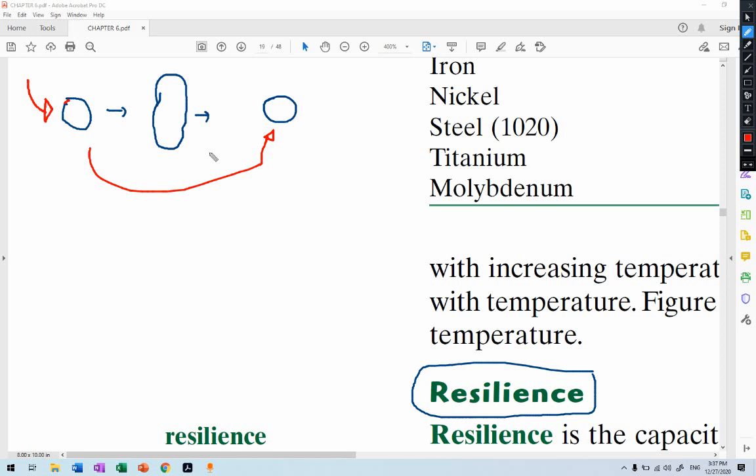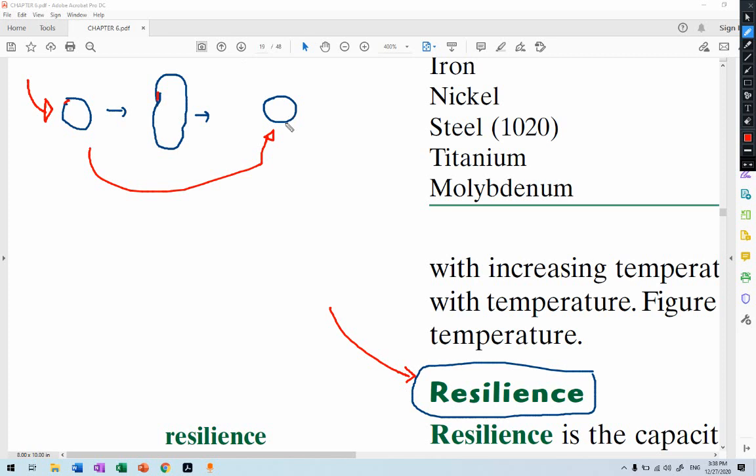So if the energy that is absorbed is less than the modulus of resilience, then the material can simply use that, because the resilience modulus is a material property, to dissipate the energy, take the energy out, and reform itself to the original shape.